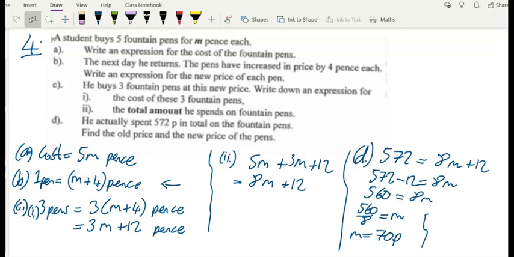Okay, so squeeze this in at the end here. The old cost then is 70 pence, and the new cost, remember it said up here, the pens have increased in price by 4 pence. Add 4 on to your 70, you're going to get your new price as 74 pence, and that's it done.